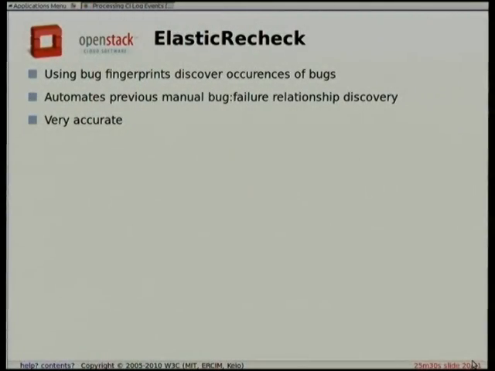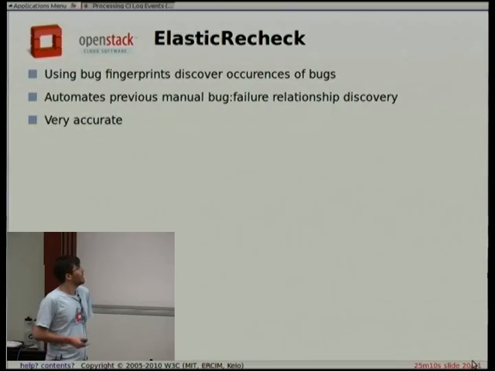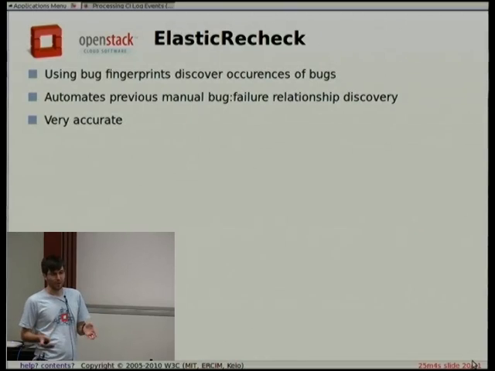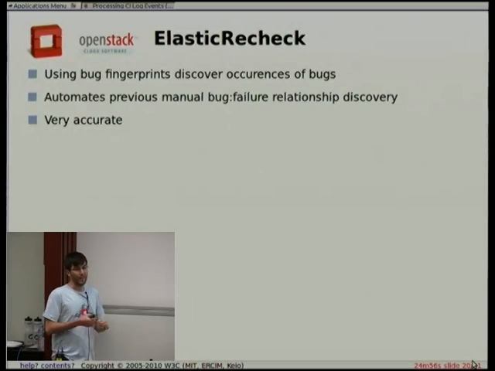So ElasticRecheck is a tool that Joe Gordon, Matt Trainish, and Sean Dague have put together that listens to job failure reports. And when jobs fail, it says, hey, let's go find out why that happened. This is tied into kind of the recheck system we had before. But instead of having people manually decide which bug caused the failure, they use bug fingerprints to discover occurrences of bugs. You basically write an ElasticSearch query that says, if you see this in the log, this test failed because of this bug. And it automated that previous manual step of mapping bugs to failures, which is great because it makes it super accurate.